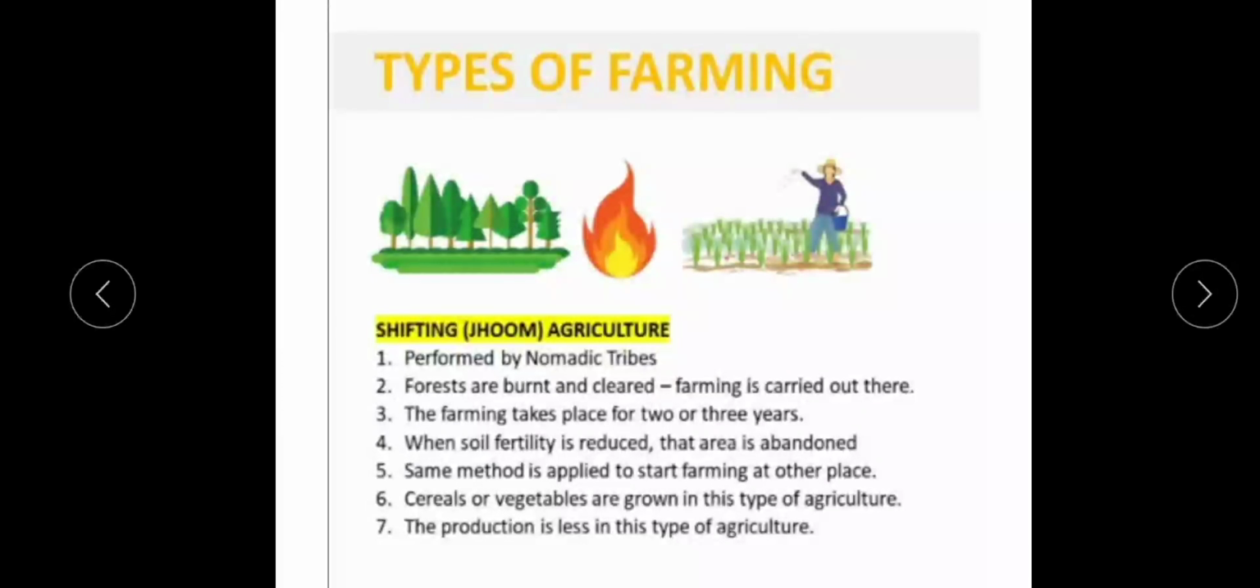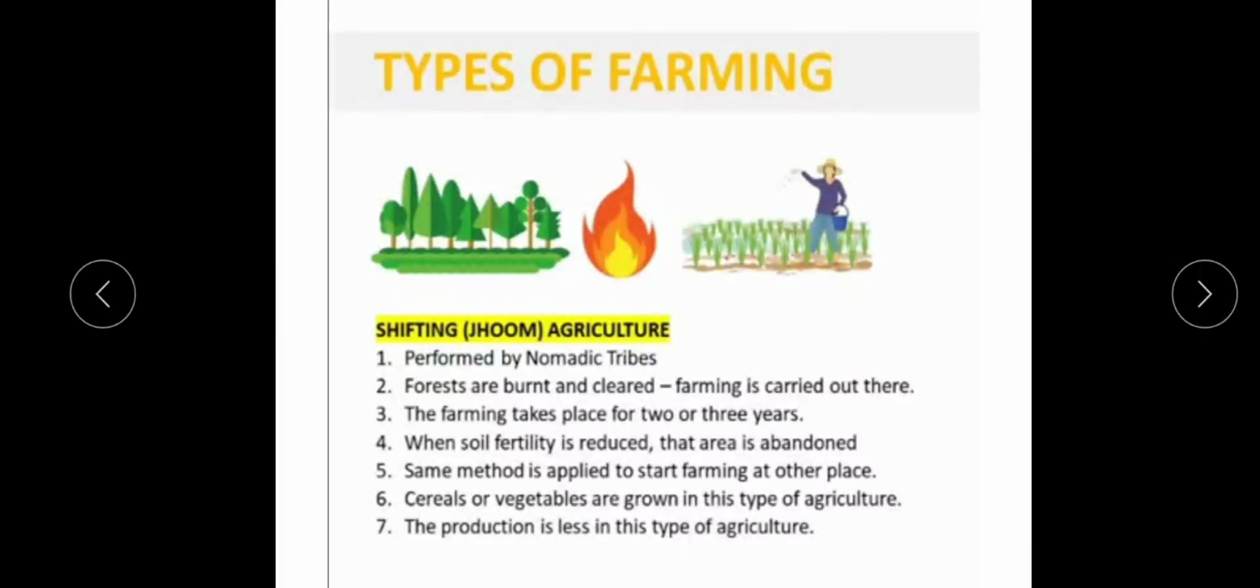So this type of farming is called zoom farming. Here the per hectare production is low, meaning the production is less in this type of agriculture. Most probably, in this shifting agriculture, cereals and vegetables are grown.